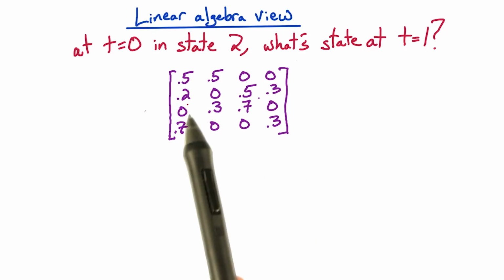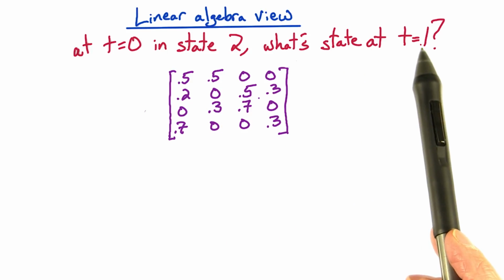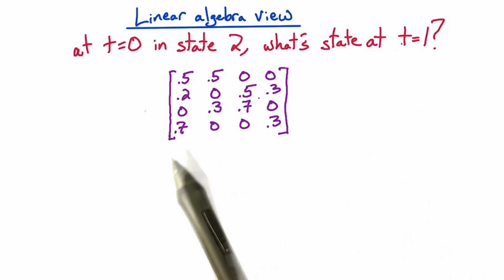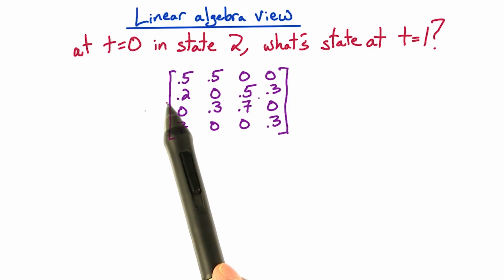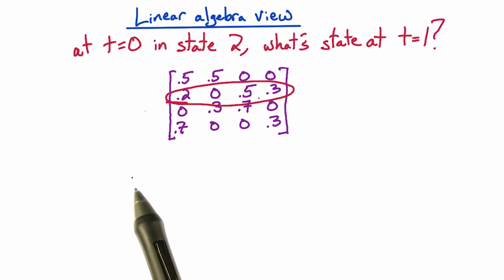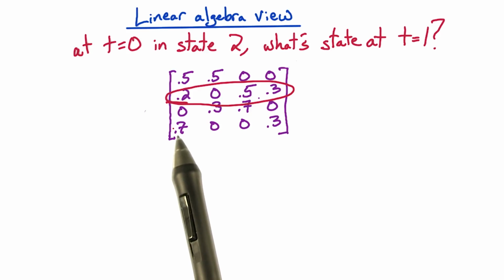Now here's our running example once again. Now let's suppose that at time 0 I'm in state 2, and I want to know the state at time t equals 1. What's the distribution for the state at time t equals 1? Well, how do I get it? Well, I just look at this row. The second row of this transition matrix tells me the distribution for the state at time t equals 1. It's the one-step transition matrix.